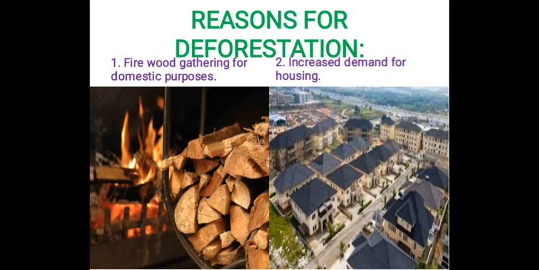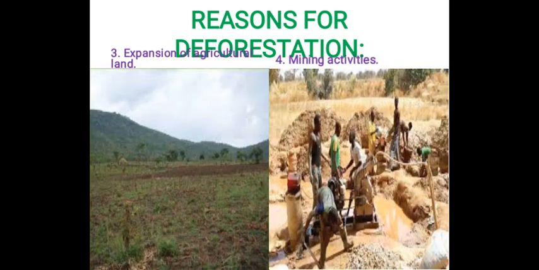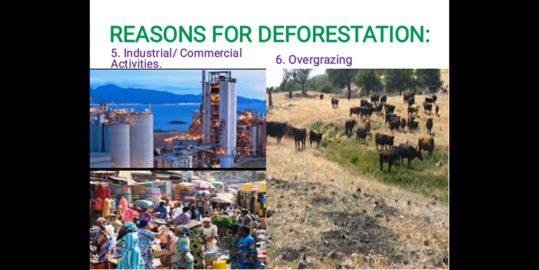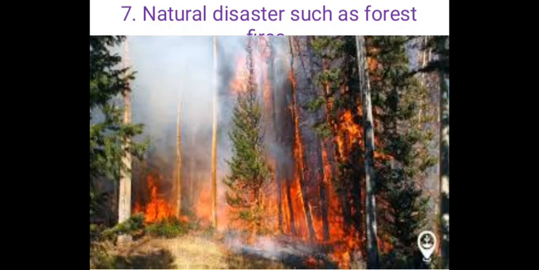Let's look at reasons for deforestation. The first one is firewood gathering for domestic purposes. The second one is increased demand for housing. The third one is expansion of agricultural land. The fourth one is mining activities. The fifth one is industrial/commercial activities. The sixth one is overgrazing. The last one is natural disasters such as forest fires. These are the reasons for deforestation.